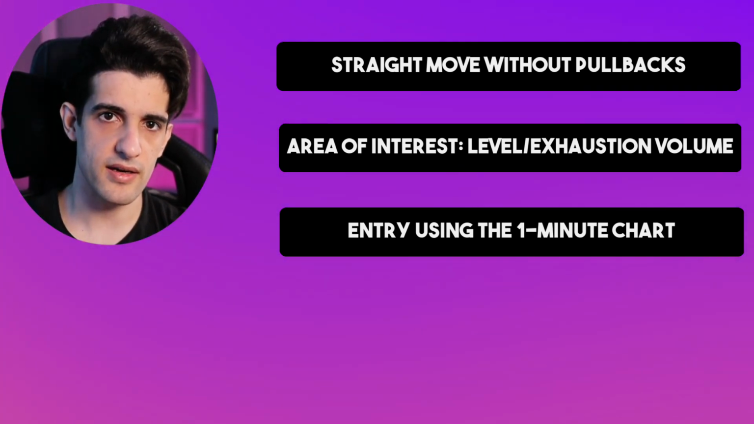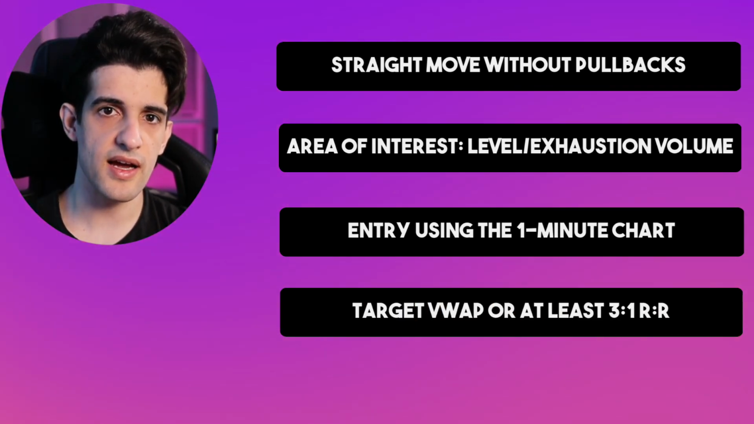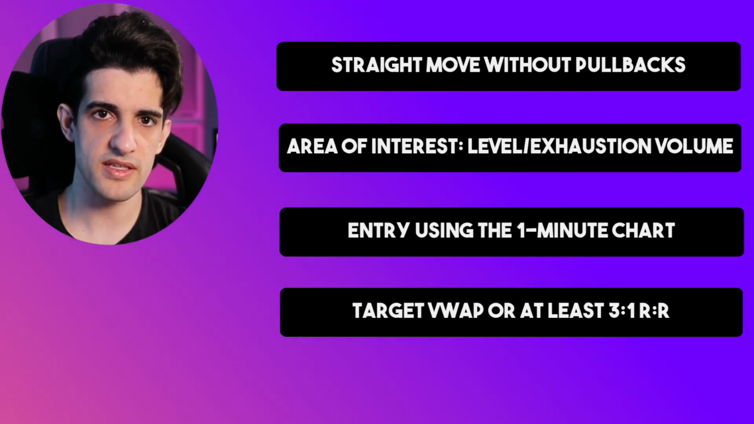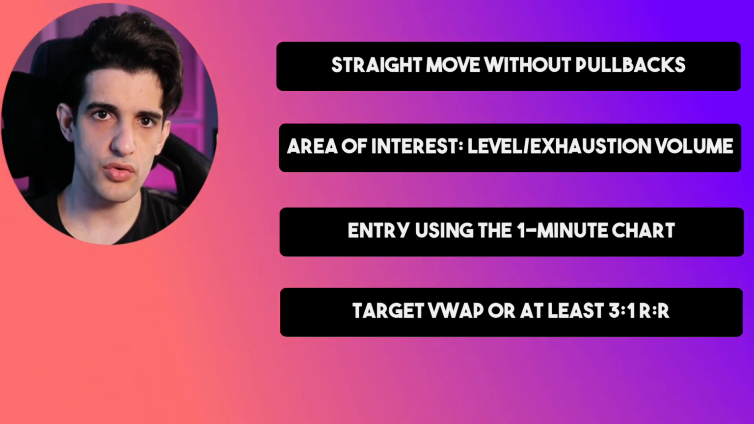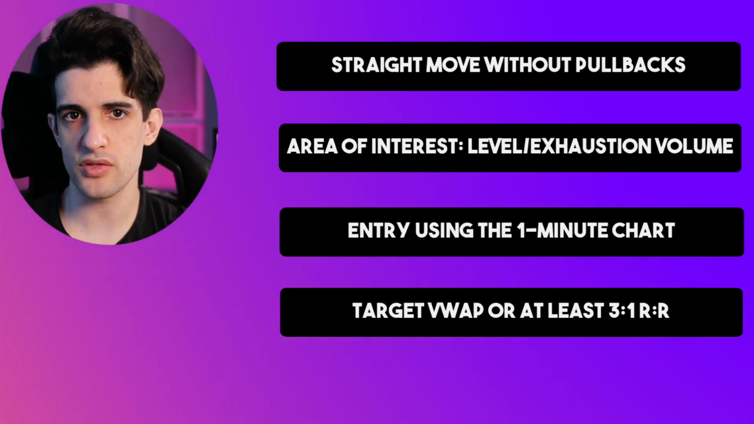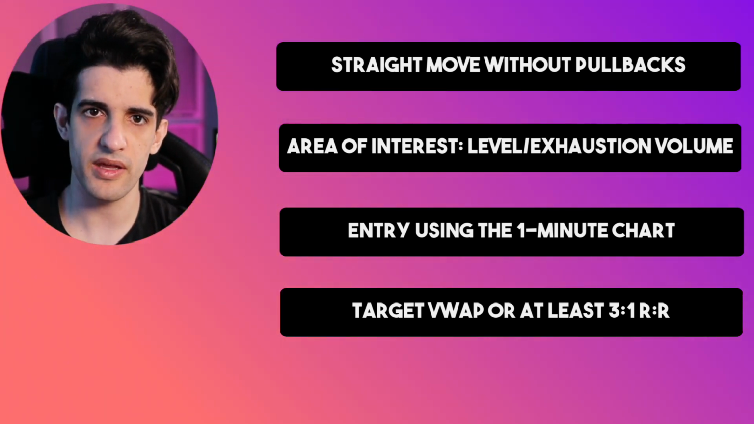You then either enter at the turning point or at a new low. Your target is either VWAP or some decent move based on your initial risk per trade. You usually want to get at least a 3 to 1 risk to reward ratio, because reversals are risky and the percentage win rate on them is low.